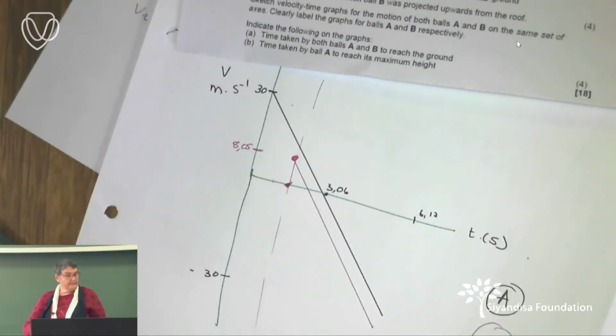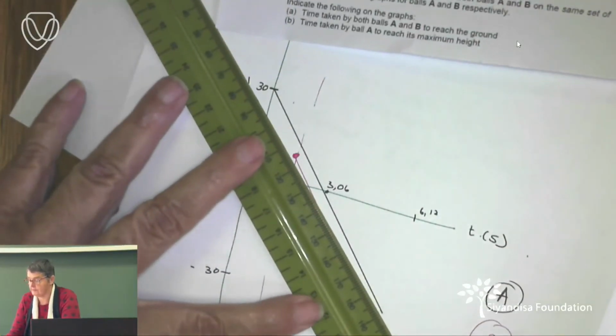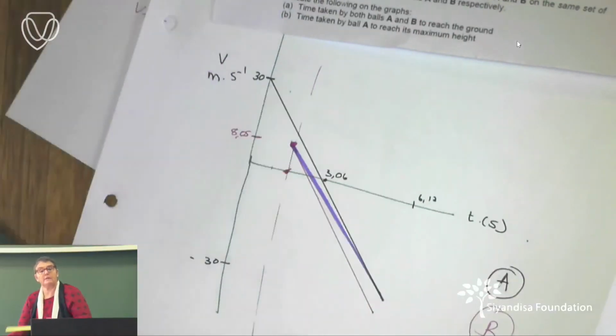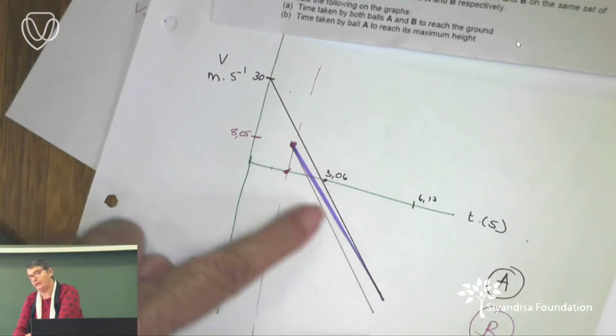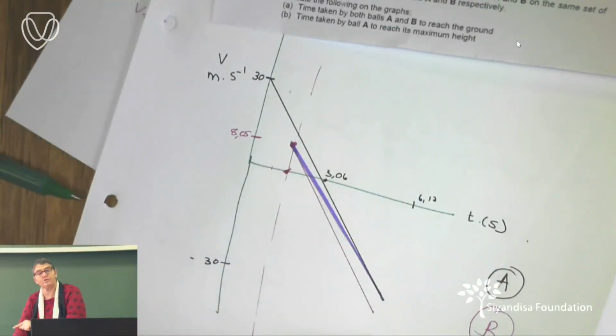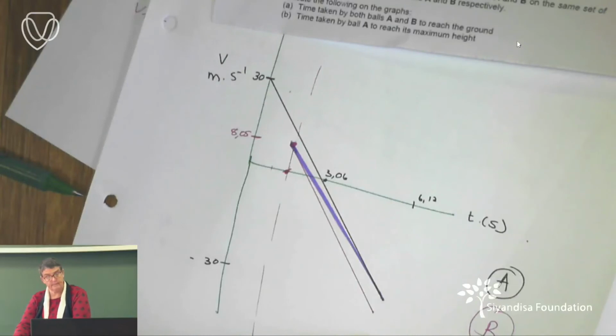I want to show you this purposefully: don't be tempted to say this, don't be tempted to say that, because that means your gradient changed. Your gradient can't change, people, because your gradient is your acceleration. Your acceleration is 9.8. So the gradient of these two graphs must be exactly the same.